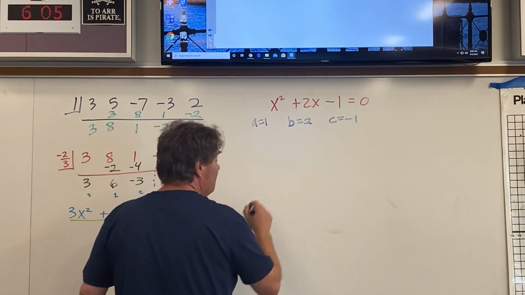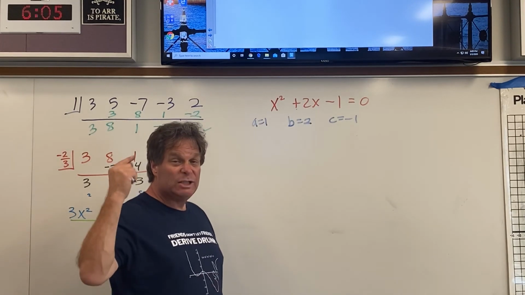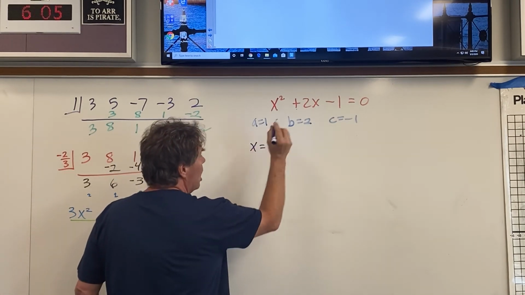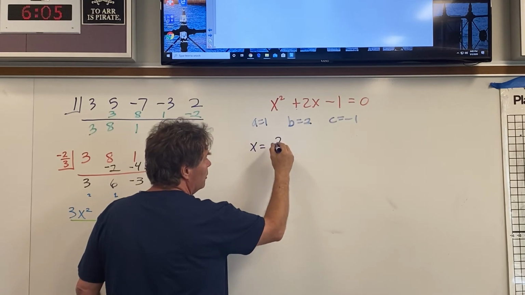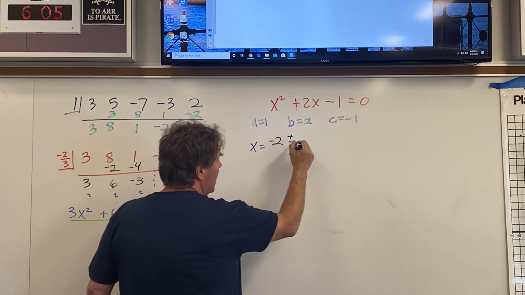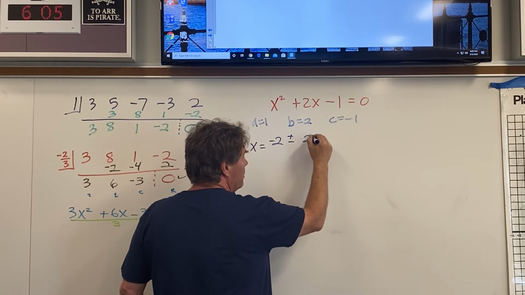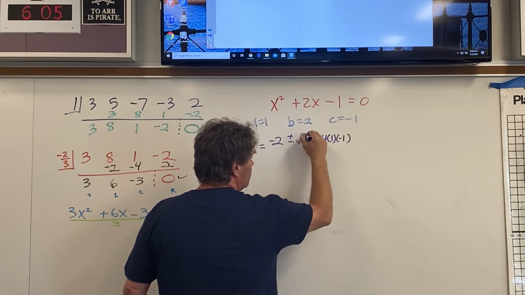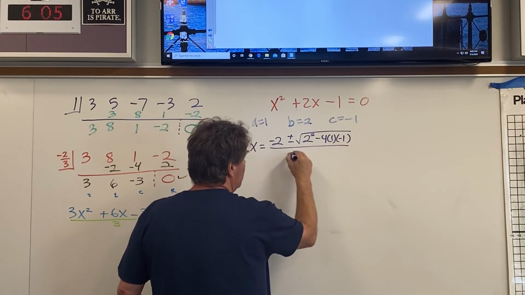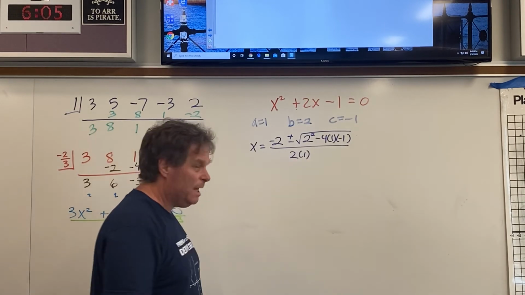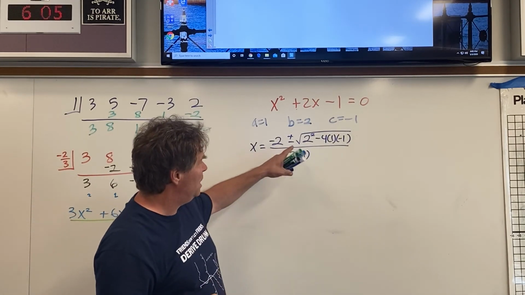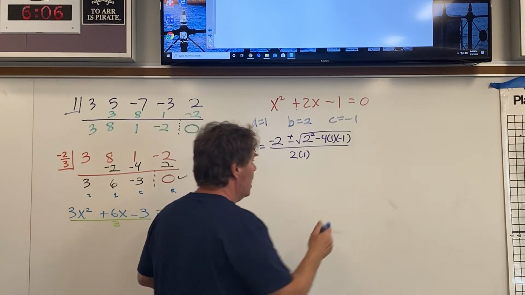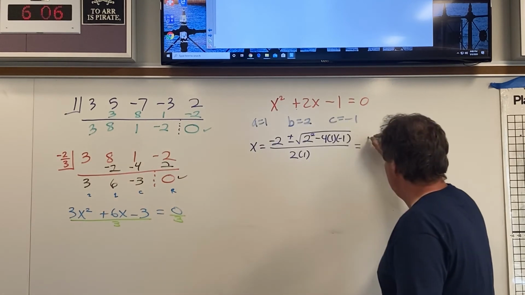Okay, here's the quadratic formula. If you don't have the quadratic formula memorized, shame on you. Get it memorized. X is opposite of B, so -2, plus or minus the square root of B squared, 2 squared, minus 4AC, 4 times 1 times -1, square root of that whole thing, all over 2A, 2 times 1. I didn't even think. I just plugged numbers in for letters into the formula at this point, okay? Now, it's a matter of simplifying, and then I'm done.